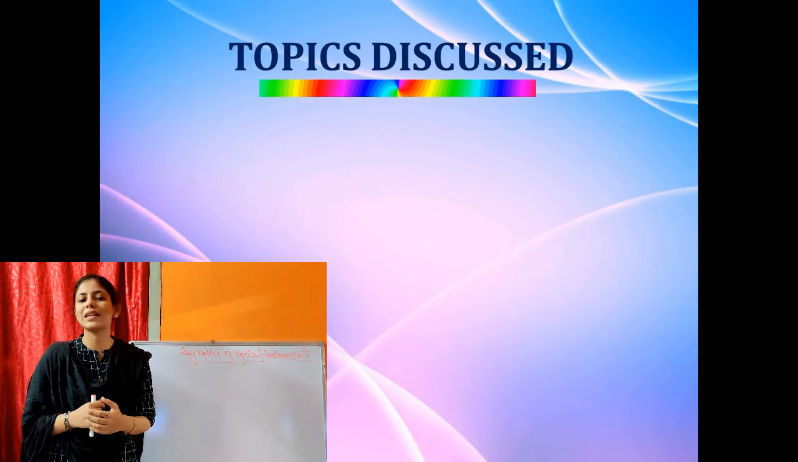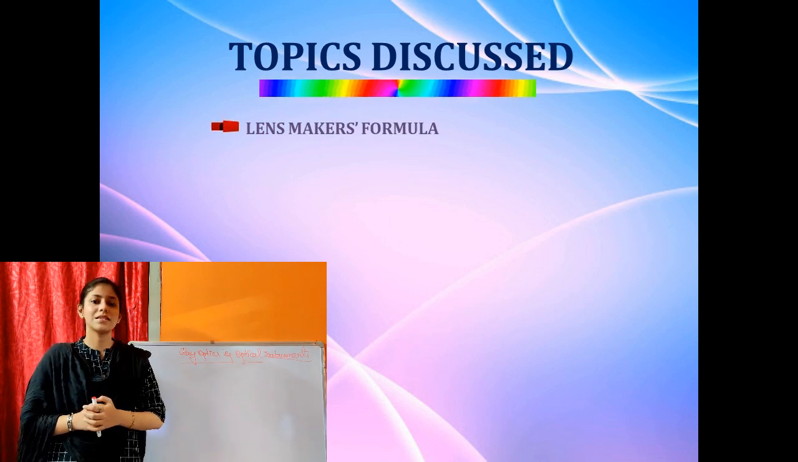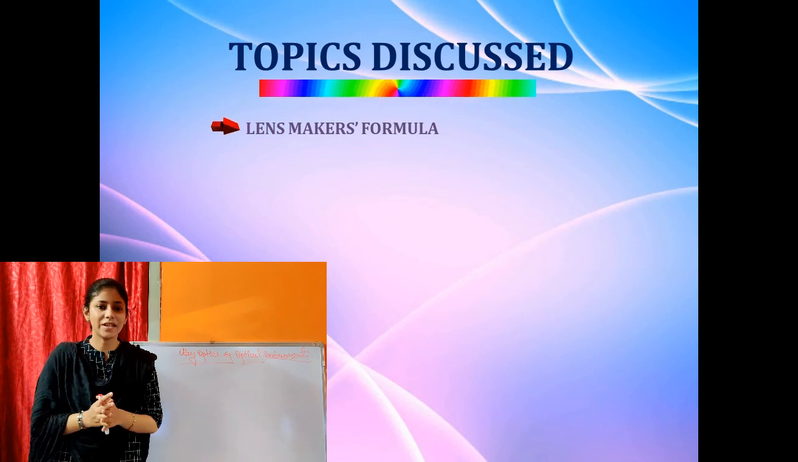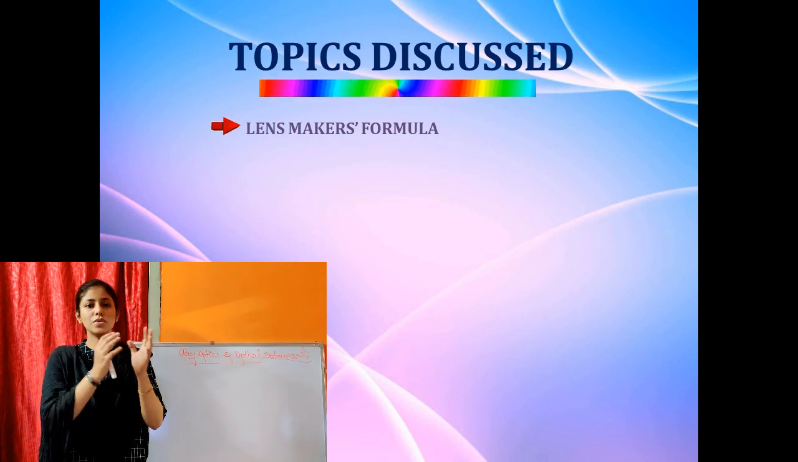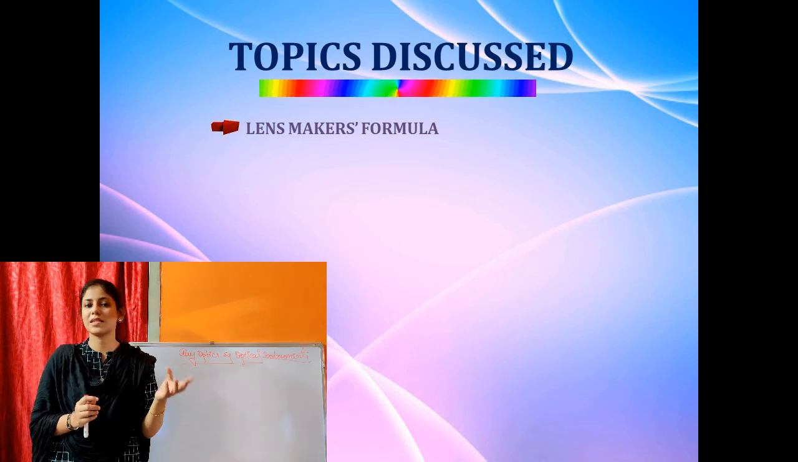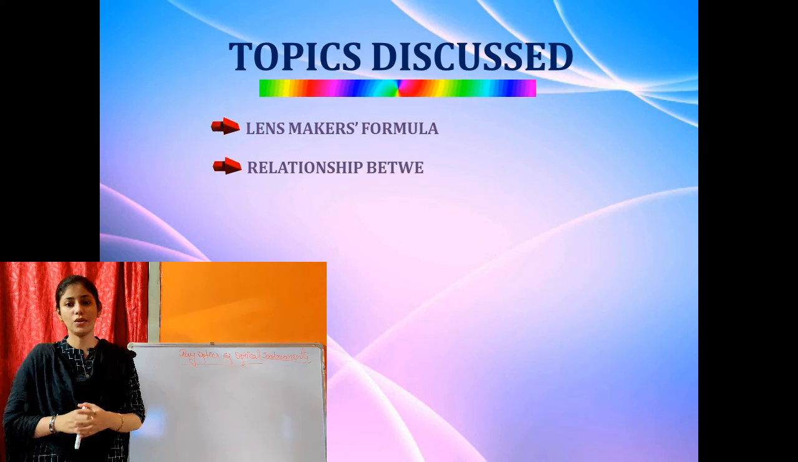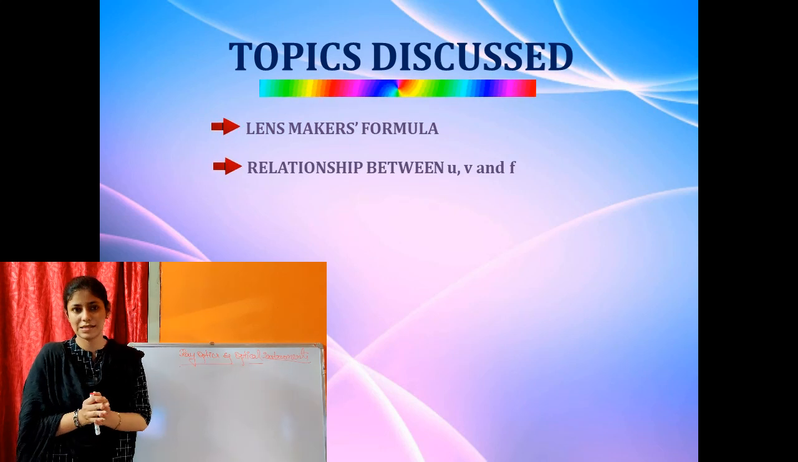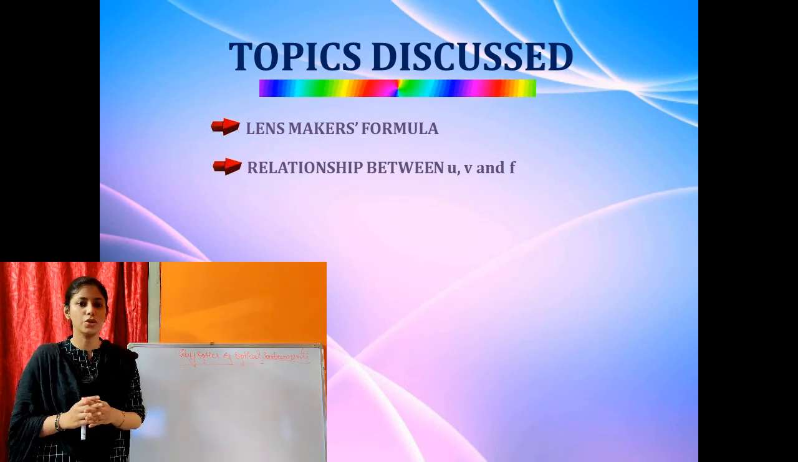Now let's quickly discuss what we have discussed in today's session. We have discussed the lens maker's formula, which will be asked for 5 marks. How to derive it? We have to take one convex lens and consider refraction through two spherical surfaces. Then we get two equations, and those two equations must be added and solved further. Then we discussed a relationship between u, v and f of a lens, that is 1 by f is equal to 1 by v minus 1 by u.